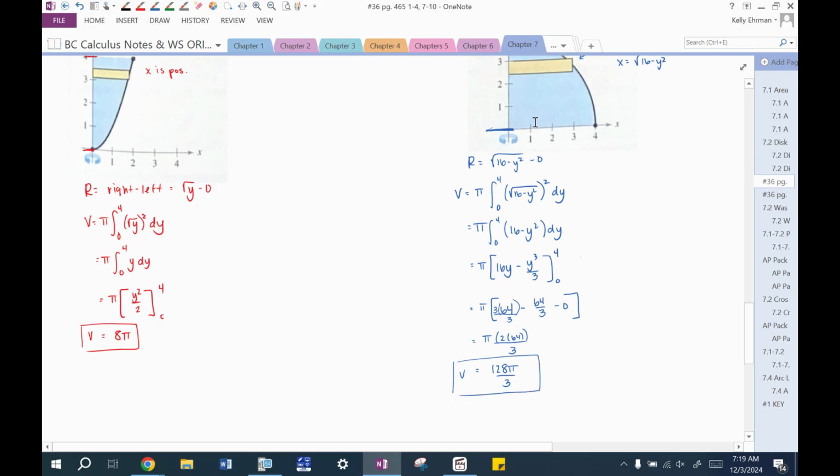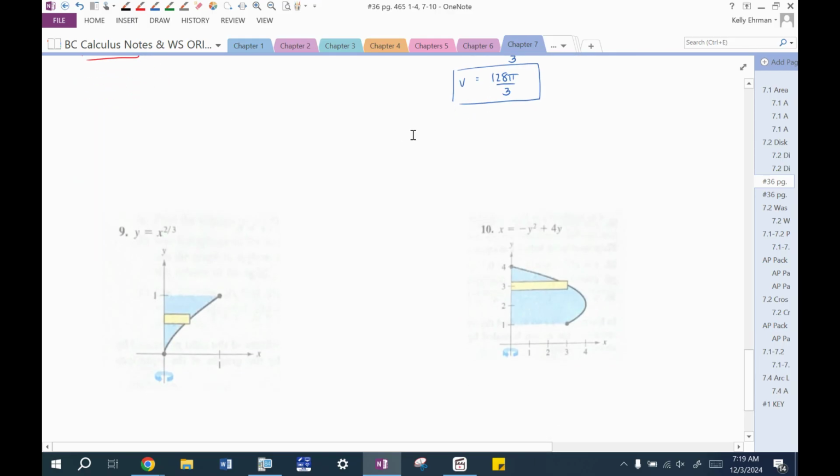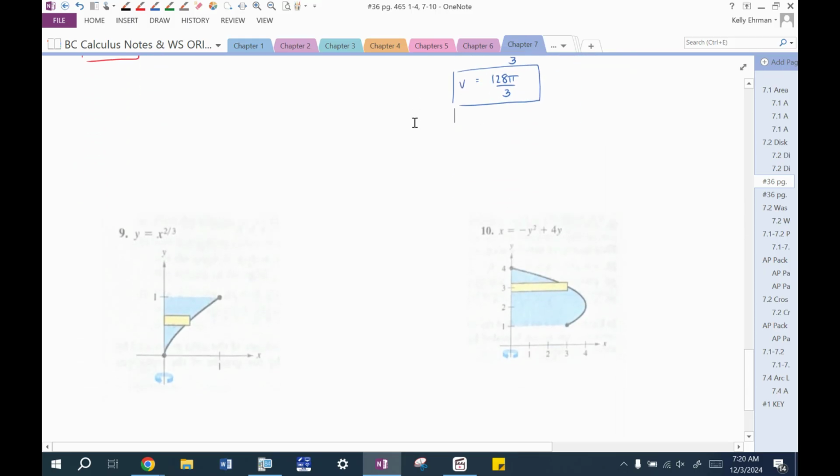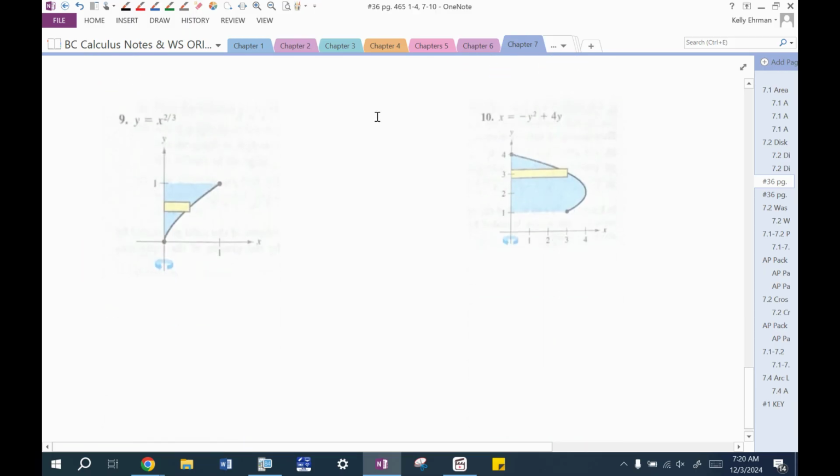Even though our quiz is going to be all calculator based, this is just kind of good practice and exercise for your antiderivative and just number crunching skills.